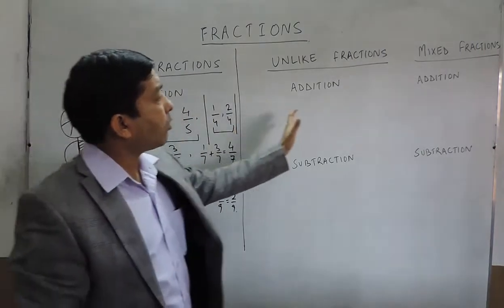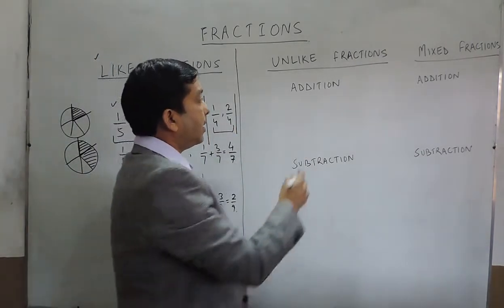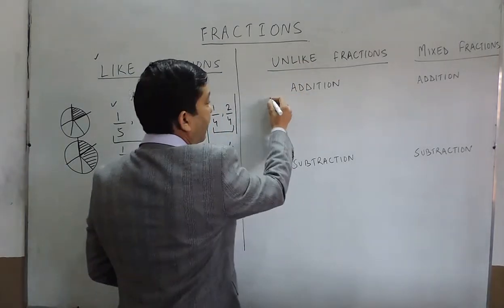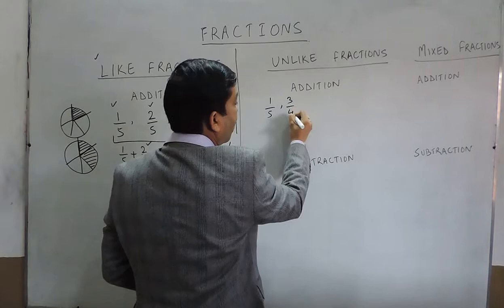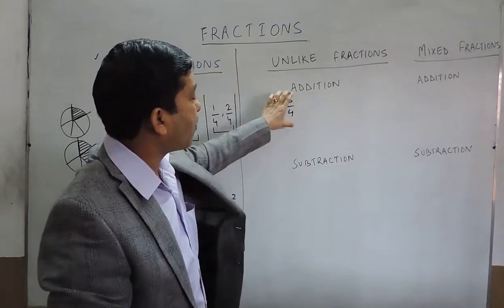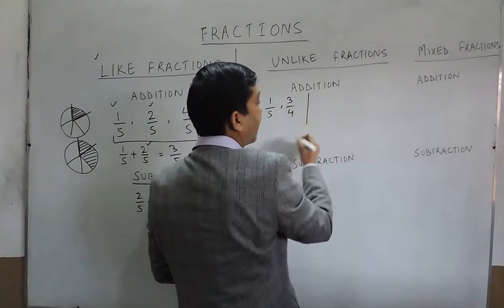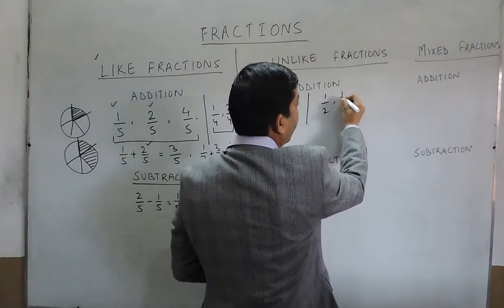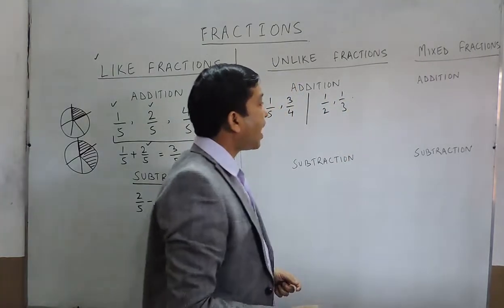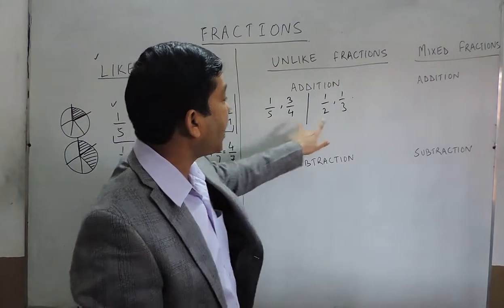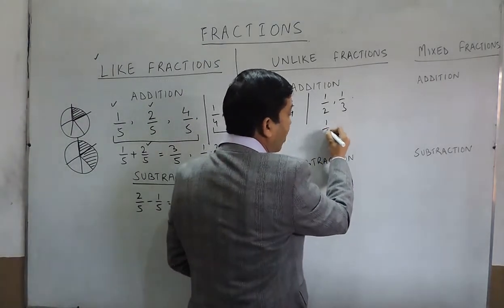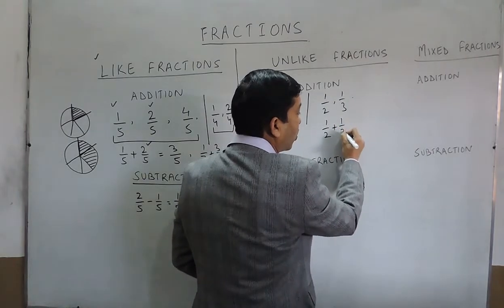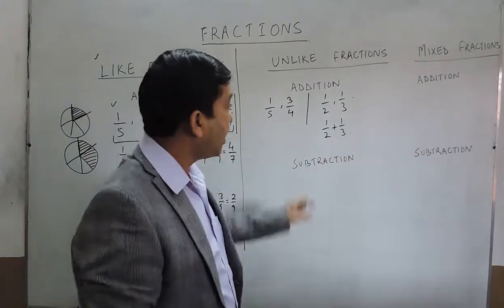When I come to unlike fractions, these are fractions like 1 upon 5 and 3 upon 4. 1 upon 2 and 1 upon 3, these are unlike fractions where the denominators are different. Now, suppose I have to add 1 upon 2 to 1 upon 3.